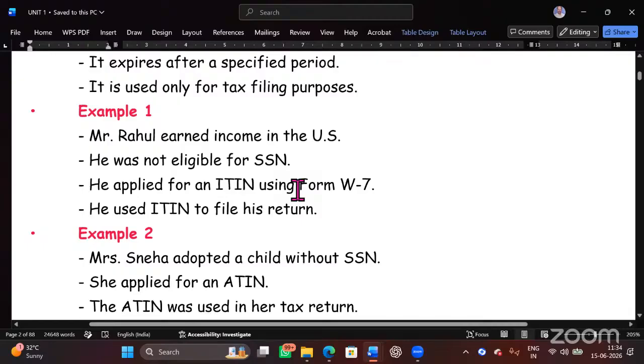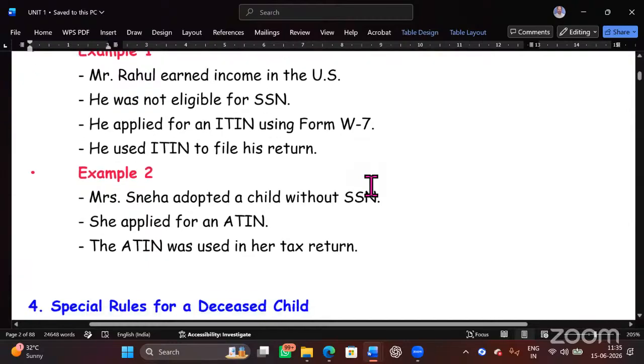Mr. Rahul earned income in the US. He was not eligible for a social security number, but he needs to submit the form. So he has to apply with W7 for an ITIN.